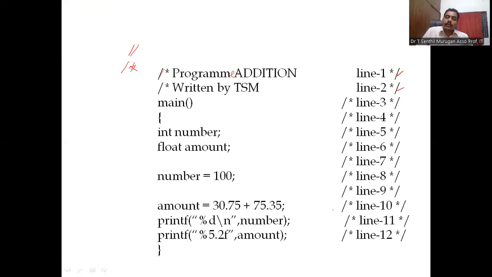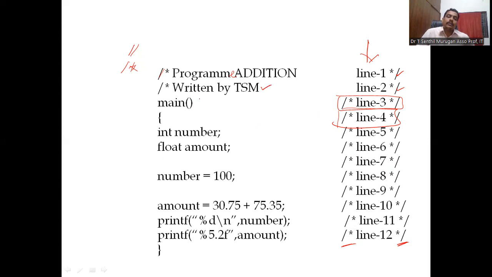In that entire program, the comment is starting with slash asterisk and ending with asterisk slash. That means this portion will not be compiled. The compiler does not consider this line. This is also like that. So this entire part is not considered by the compiler. Here I did the documentation section.